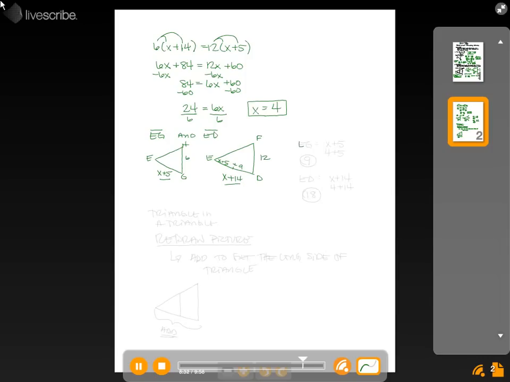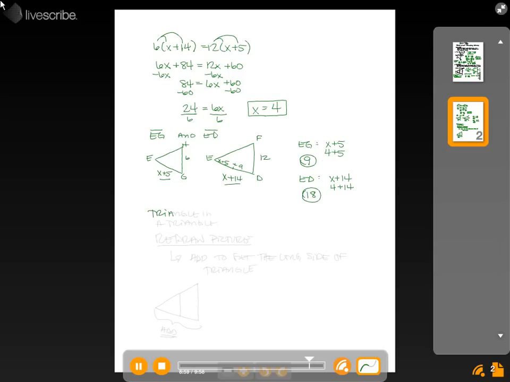Now to get EG, we're going to substitute in our x. Well, x plus 5, that's what EG is. X was 4, and we get 9. So EG is 9. To get ED, we had x plus 14. X was 4, so 4 plus 14 is 18. So there's ED.